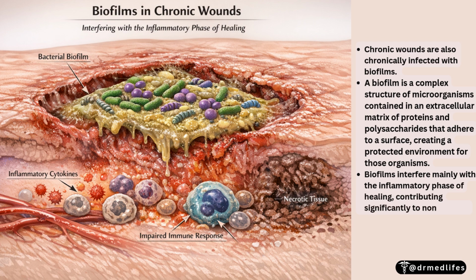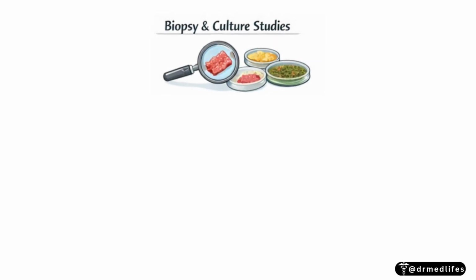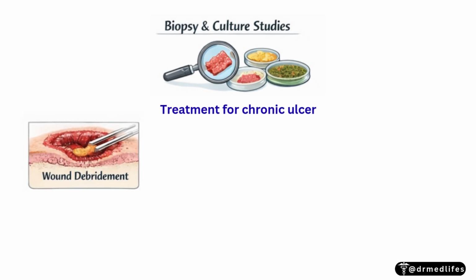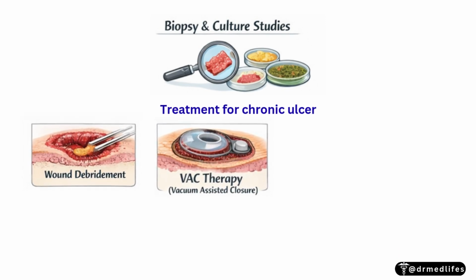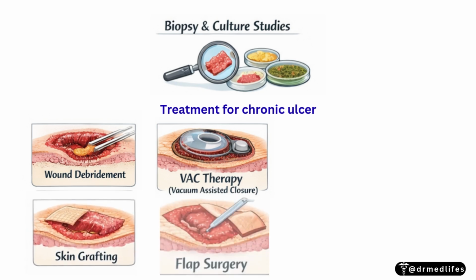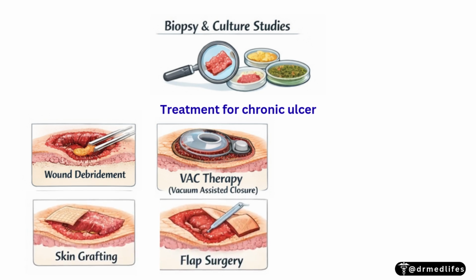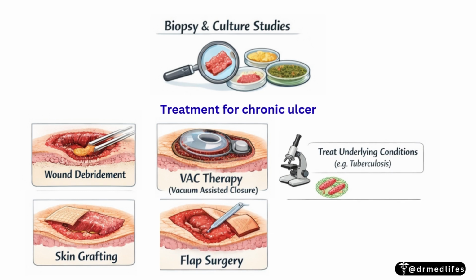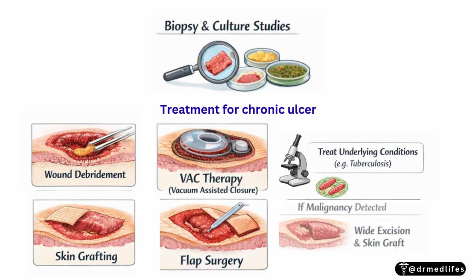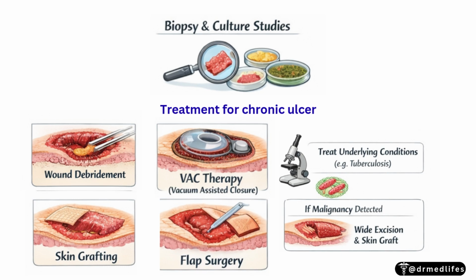Chronic ulcers do not respond to dressing treatment alone. They require biopsy, culture studies, followed by definitive treatments like wound debridement, vacuum-assisted closure therapy, skin grafting, or flap surgery. If a specific condition like tuberculosis is identified, it must be treated. If malignancy is confirmed, wide local excision and skin grafting is the approach.